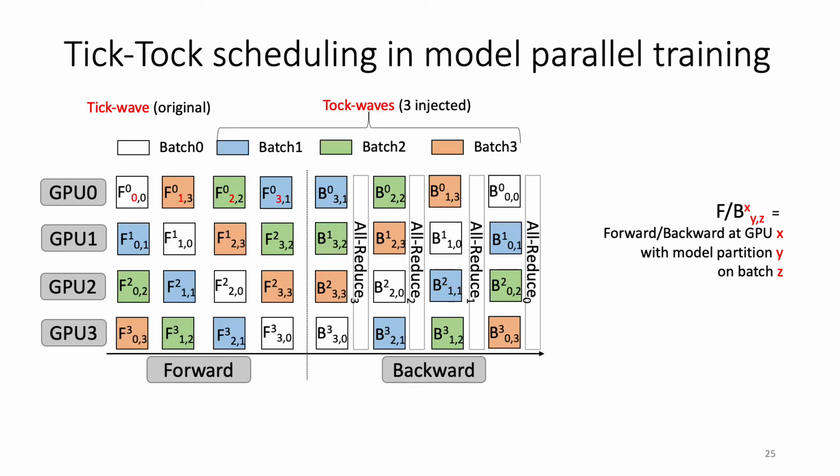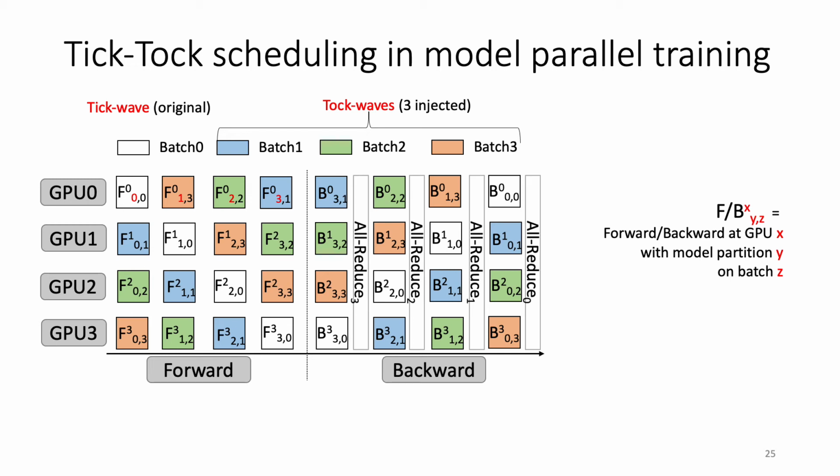As shown in the previous resource utilization figure, in model parallel training, the memory valley period actually is much longer compared with the memory valley period of the data parallel training session. So instead of injecting just one tock-wave task, here we inject three tock-wave tasks, denoted as the blue, green, and orange boxes here on different batches.